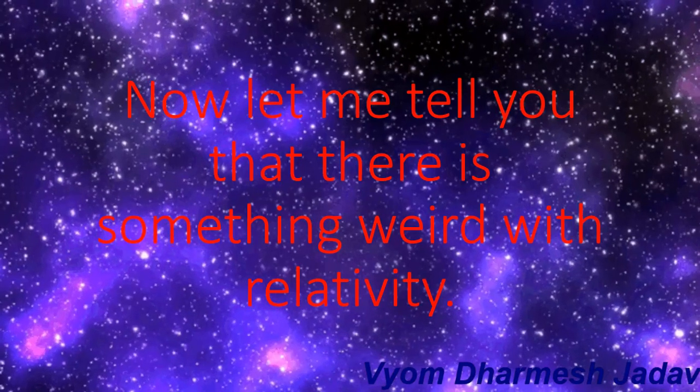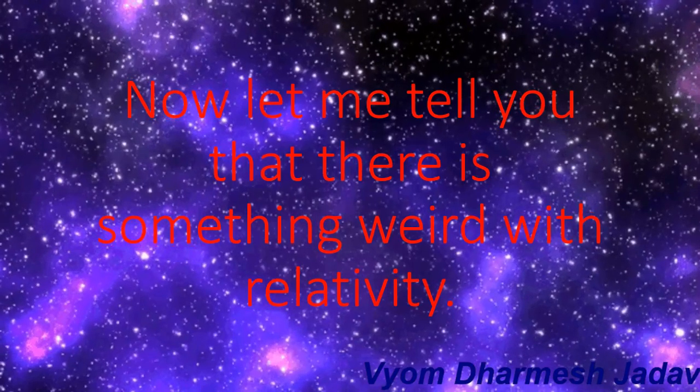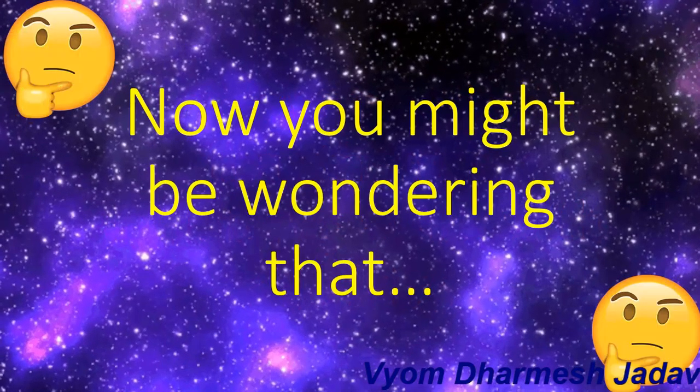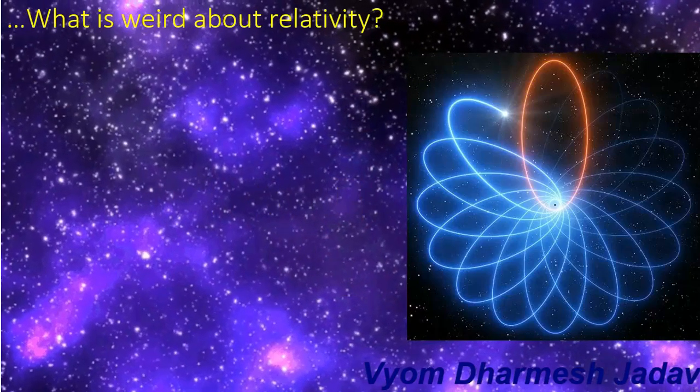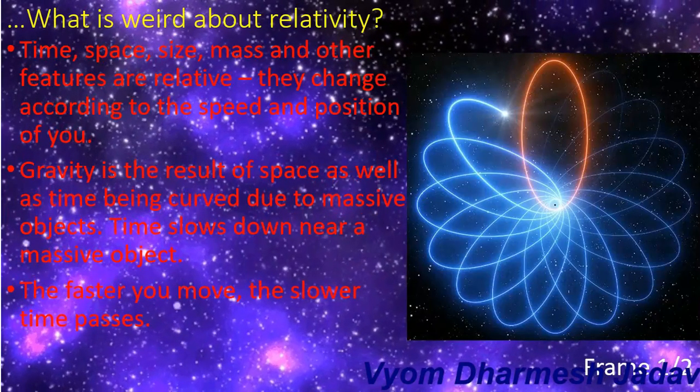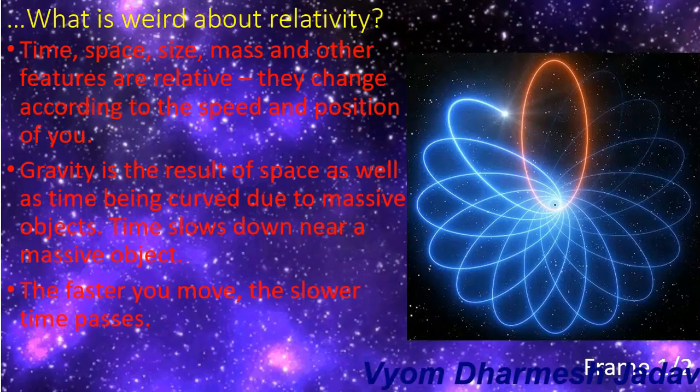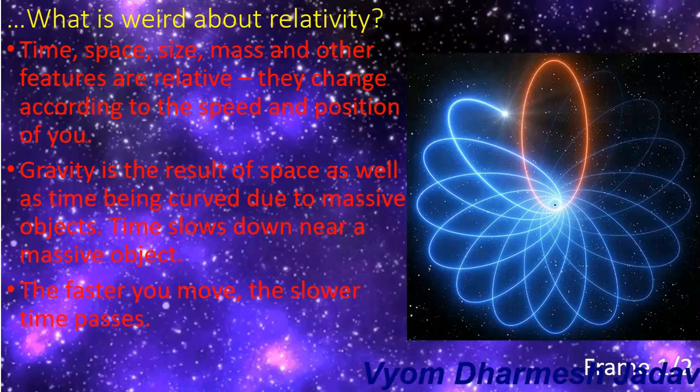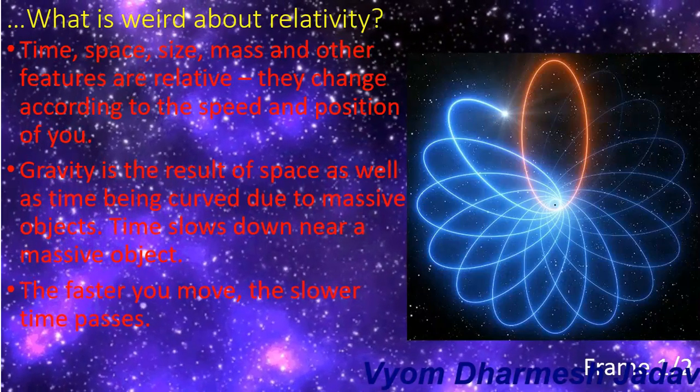Now let me tell you that there is something weird with relativity. You're wondering, what is weird about relativity? Well, time, space, size, mass, and other features are relative. They change according to the speed and position of them. Second, gravity is the result of space as well as time being curved due to massive objects. Time slows down near a massive object. The faster you move, the slower time passes.